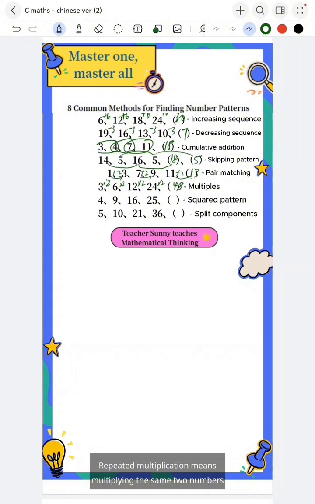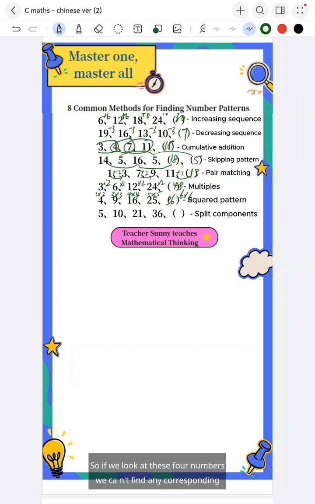Repeated multiplication means multiplying the same 2 numbers together. It follows this pattern, 2 times 3, then 4 squared, 5 squared, and then 6 squared, which is 6 times 6 equals 36. The eighth pattern is splitting numbers like 52, 21, and 36.